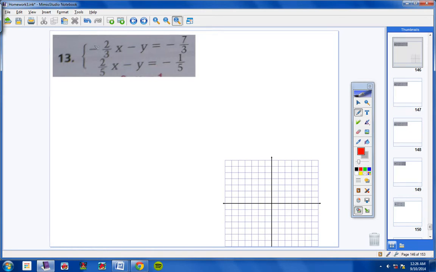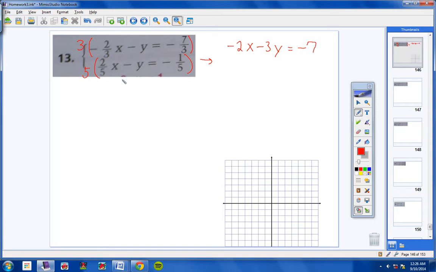So I notice my top equation has denominators of 3 and 3. So I'm going to multiply the top equation by 3. I notice my bottom equation has denominators of 5 and 5. So I'm going to multiply the bottom equation by 5. And here's what we'll get. 3 times 2 over 3 would be a negative 2x. 3 times negative y is negative 3y. And 3 times negative 7/3 would be a negative 7.